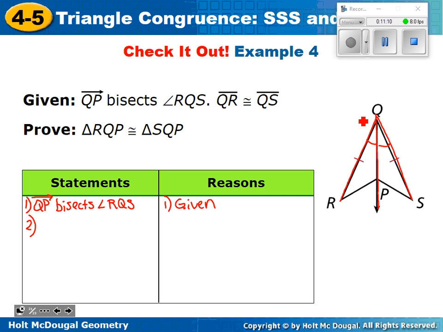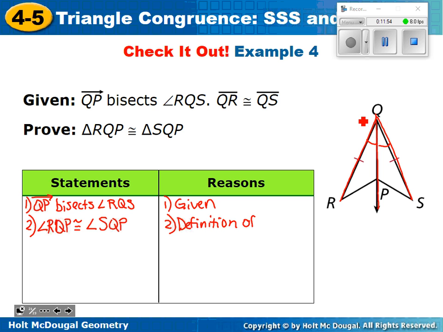And Jackson did a great job naming that. Angle RQP is now congruent to angle... And since we started at R, where do we have to start on the next angle? S. SQP, because we want the parts to match up all the way through. And what's the reason? How did we know that? Exactly. What did they tell us up here, number one, that we used to make that decision? They gave us the word bisects. That word is what made us know that it was split into two congruent parts. So it is the definition.